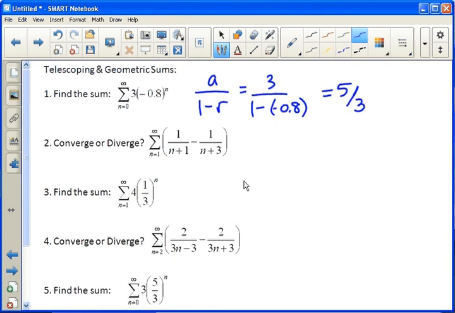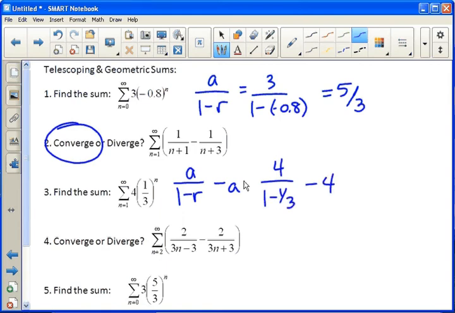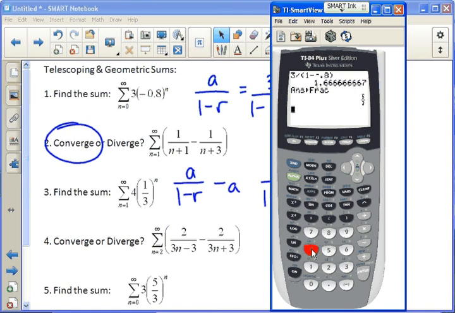Number 2 asks if this converges or diverges. It is a telescoping series, so it automatically converges. Telescoping always converges. Number 3, whenever you're asked to find the sum of a geometric series and it starts at 1, you need to use the formula a over 1 minus r, minus a. So we will have 4 over 1 minus 1/3, minus 4. So 4 over parentheses 1 minus 1/3, close the parentheses, and we subtract 4 from that whole amount. So the answer will be 2.